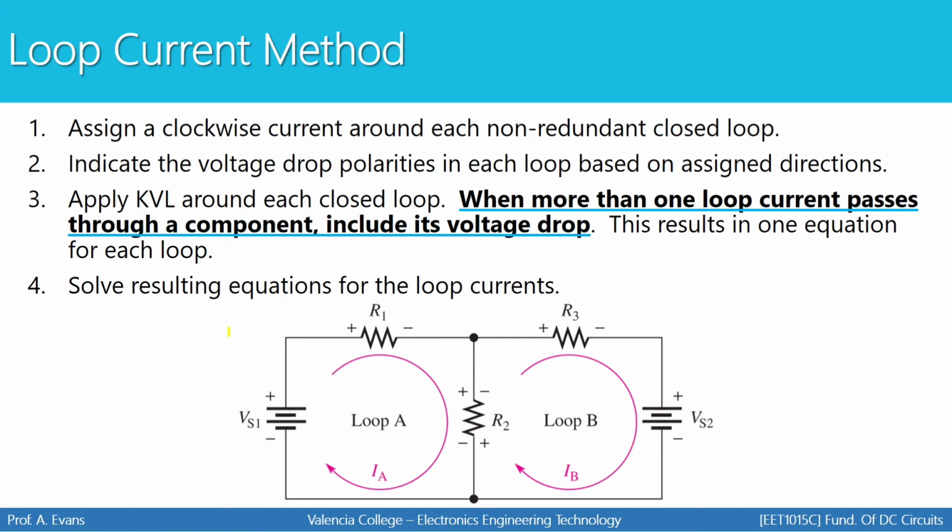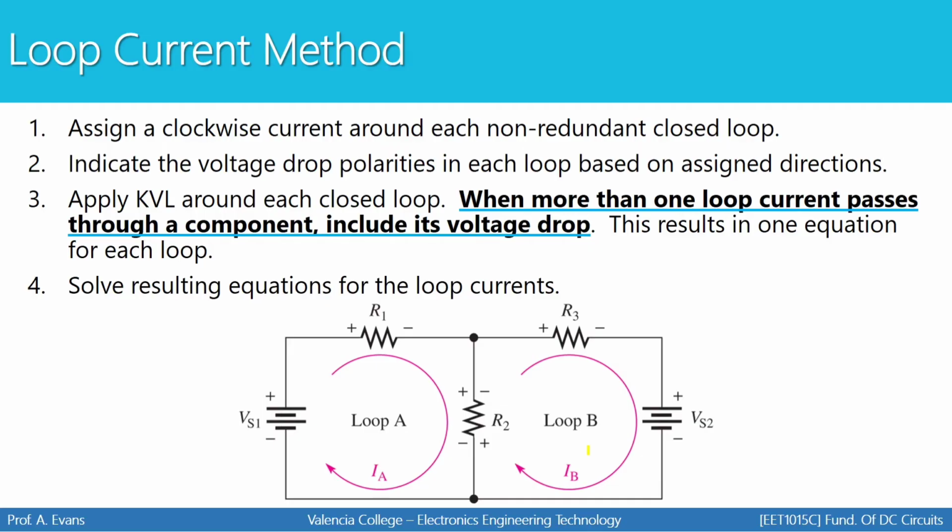Next, we're going to move on to the loop current method, which is quite similar to the branch current method with one exception. Instead of assigning a current to each branch, we're going to assign a current to each loop. So if you look at the picture here, we have loop current A and loop current B. So we're going to assign those loops in a clockwise direction around each closed loop. Then we're going to indicate the voltage drop polarities for each resistor in the loop based on those directions.